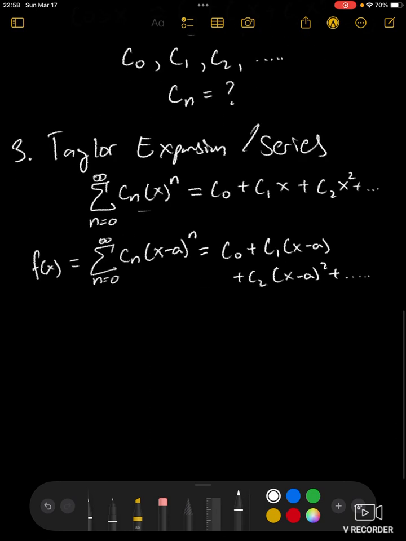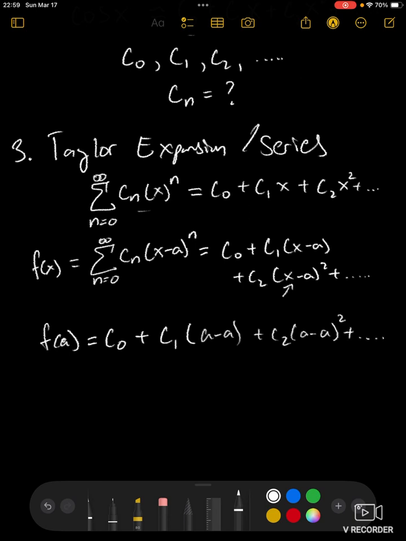So why did I choose that? Well, because first off, if we have f of a, so we plug in whatever the constant a is, what is that going to be? Well, it's going to be c0, okay, plus c1 times, now we're going to plug in this a right here, a minus a, plus c2 times a minus a squared. What does that mean? It means that these are 0, so we're only looking at c0 right here. So f of a is equal to c0.